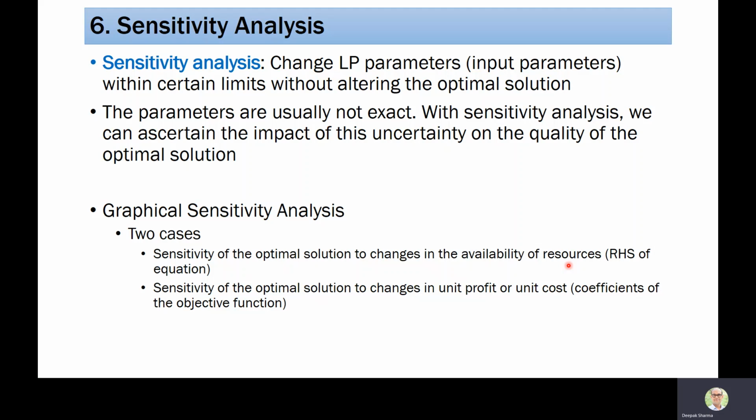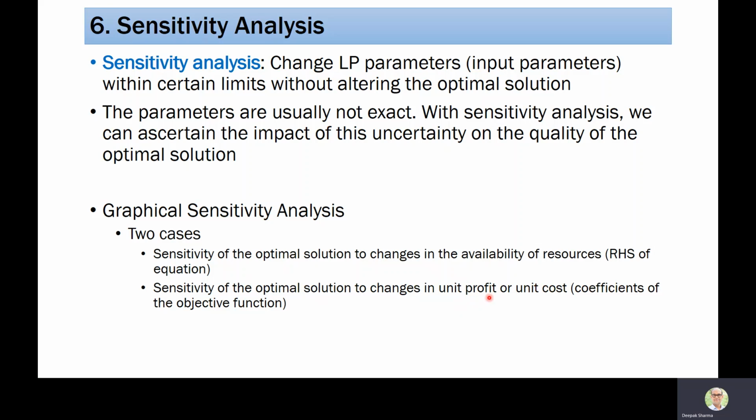Now the question is, if the right hand side is changing, should I calculate the new optimum solution, or can I find that impact using some analysis? What sensitivity analysis will do is that, instead of resolving the problem, I can use sensitivity analysis to identify the effect of changing the right hand side.